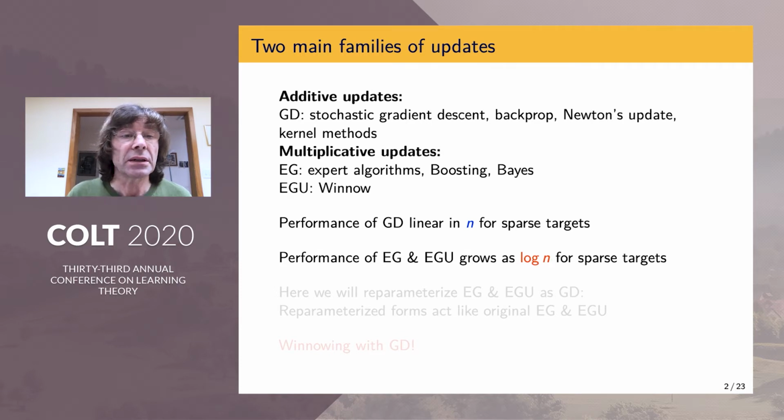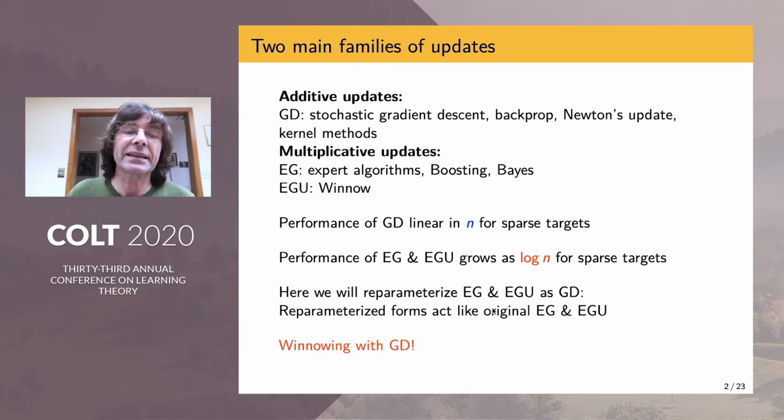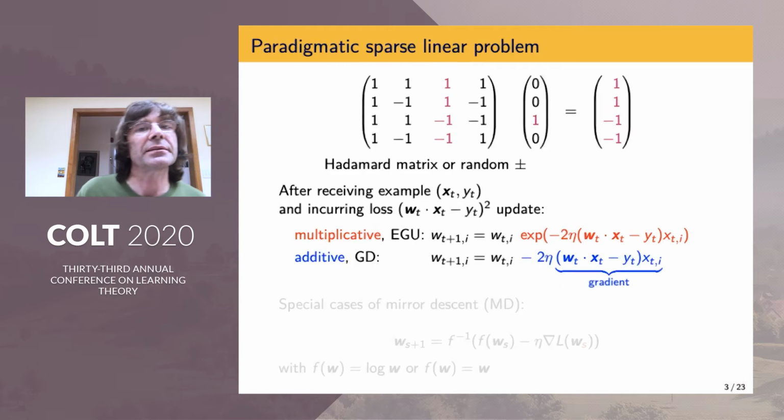Very important. Okay, here we will reparameterize the multiplicative updates as gradient descent, and the reparameterized forms act like the original multiplicative updates. In the continuous case, it will be identical. So in some sense, we winnow with gradient descent.